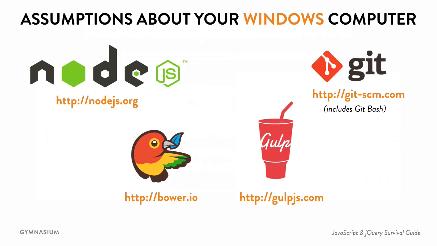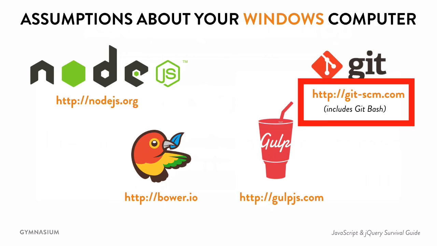If you're using a Windows computer, Node, Git, Bower, and Gulp are required as well. It's important to note that when you install Git on your Windows computer, an application called Git Bash is installed as well. On Windows, you'll need to use Git Bash as your terminal application.